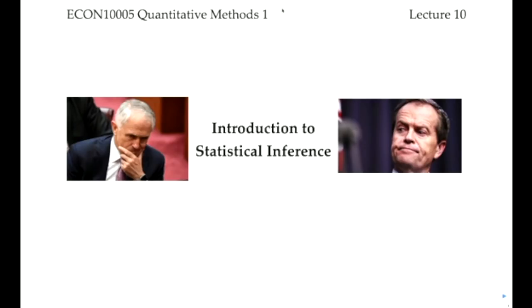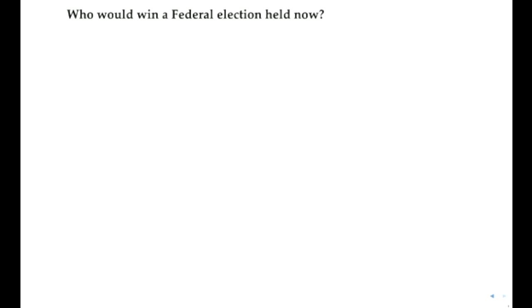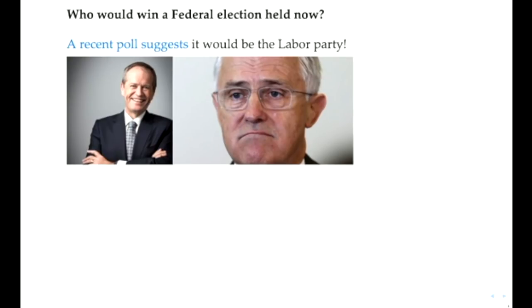inference. Statistical inference is famously one of the conceptually difficult topics that we cover, and these two guys here are clearly not impressed by having to talk about statistical inference right now. But they are leading off our lecture because to illustrate what statistical inference is about, we'll start off with an example about opinion polling, which is a great example and one that everyone can relate to, I think, of statistical inference. So the question is this: who would win a federal election if it were held now?